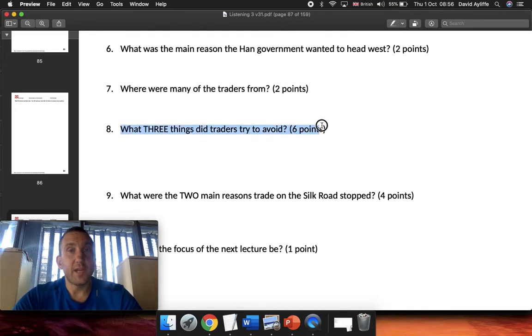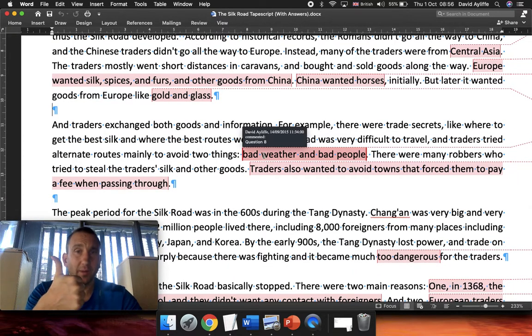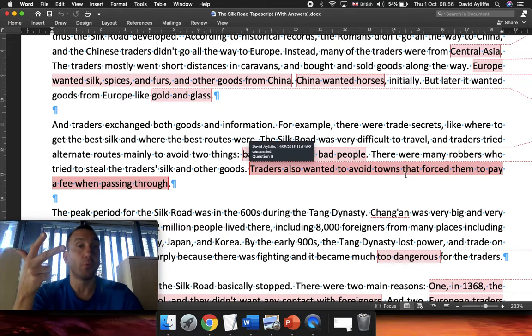What did traders try to avoid? So we're listening here for 3 things. They tried to avoid bad weather and bad people. And they tried to avoid towns that forced them to pay to travel through. Yeah, so those three things.